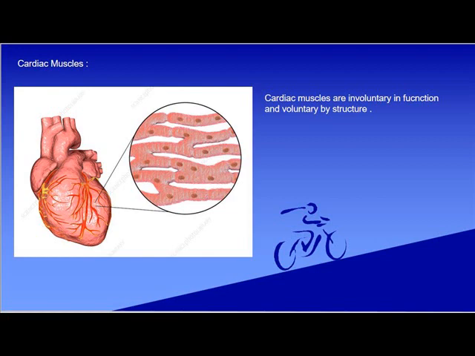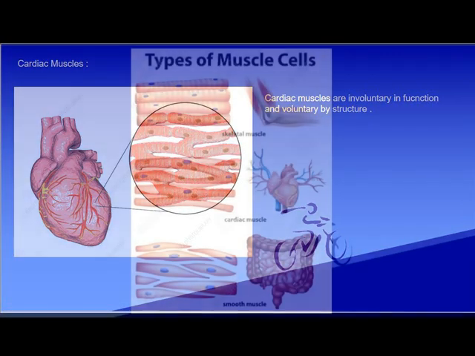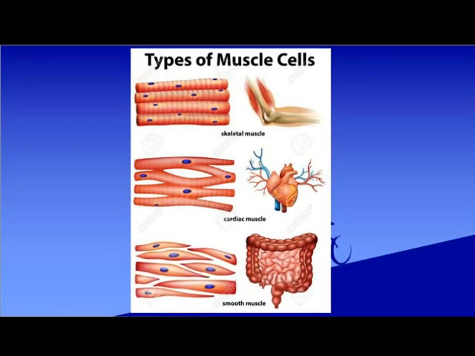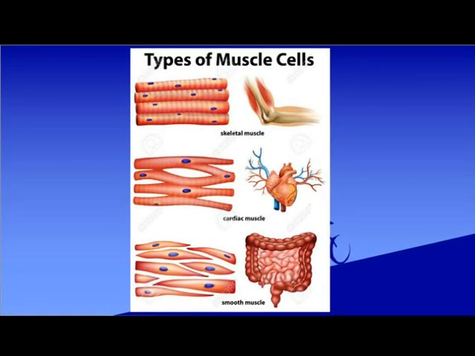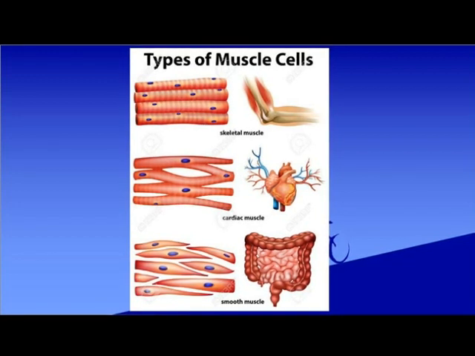The third kind of muscles are involuntary in function and voluntary by structure. Example, muscles in the heart. They are called the cardiac muscles. This picture shows the structure of the muscle cells when seen through the microscope.